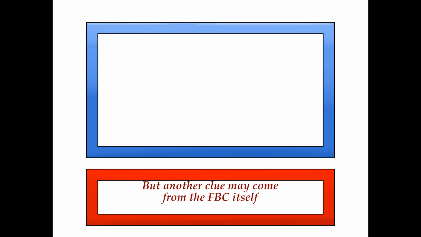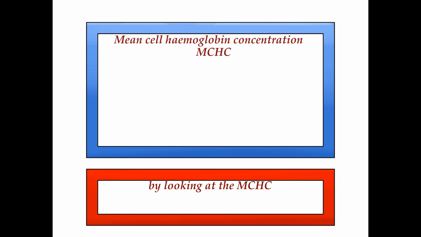But another clue is to look at the full blood count, specifically the mean corpuscular haemoglobin concentration, or MCHC. I've called it mean cell HB concentration in the slide because it means the same thing, it's easier to understand, it fits in the line, and my laptop is running out of red pixels.